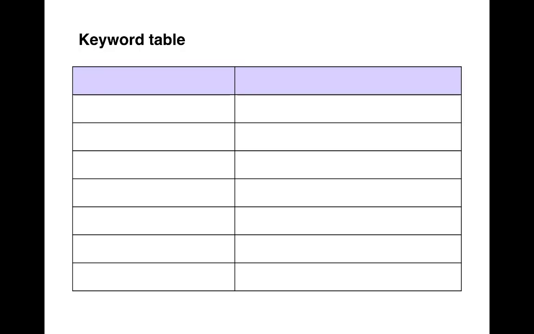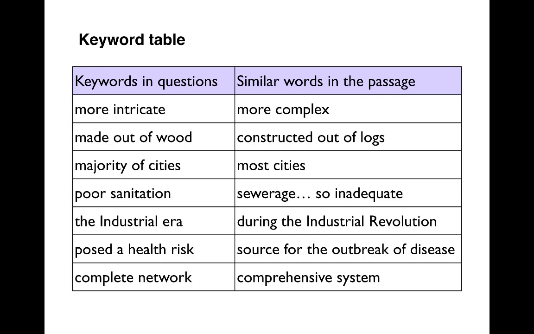Hopefully you've made a keyword table from this lesson, and you'd put your keywords in the questions and similar words in the passage in the 2 columns. Here are some of the words that I chose from this lesson. More intricate, more complex, made out of wood, constructed out of logs, majority of cities, most cities, poor sanitation, sewerage so inadequate, the industrial era during the Industrial Revolution, posed a health risk, source for the outbreak of disease, complete network and comprehensive system.